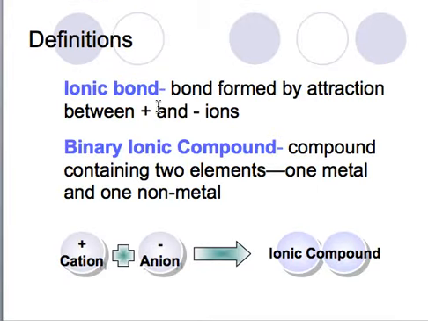So here are your definitions. An ionic bond is formed by attraction between positives and negatives, and these are ions that we're talking about. The positive is going to be the metal, the negative is going to be the non-metal. Binary again means a compound containing two elements, one metal, one non-metal. You can see that the positive is often called a cation, and the negative non-metal is called an anion, and together they make an ionic compound. The words look like cation and anion, but you pronounce them cation and anion.